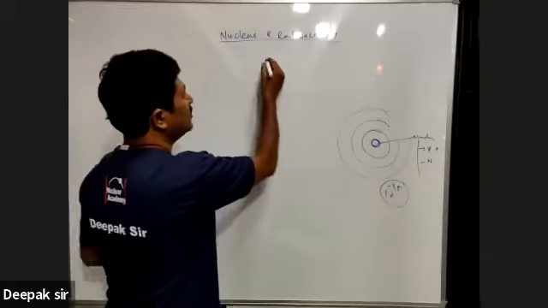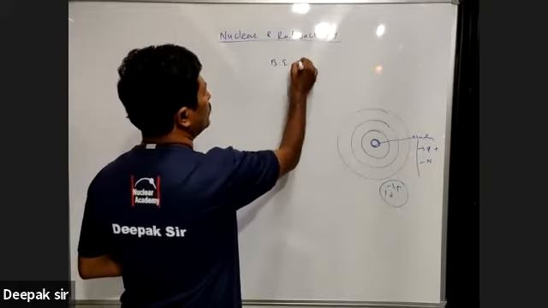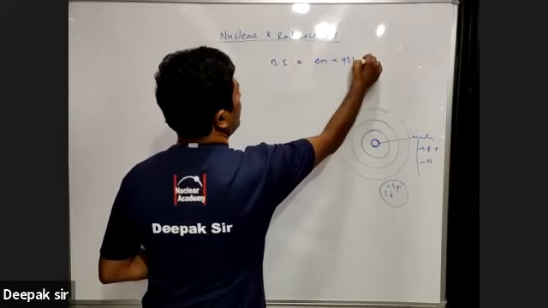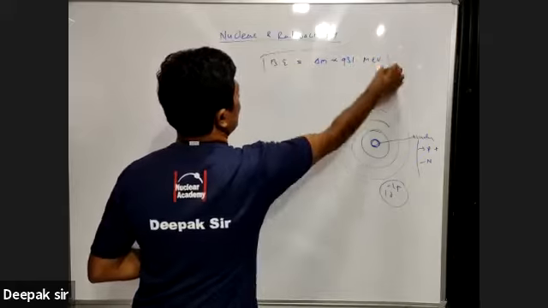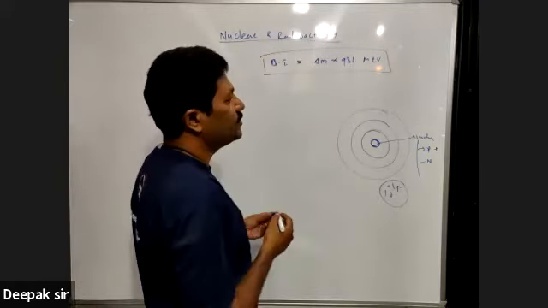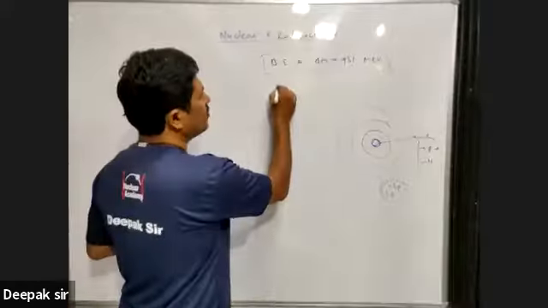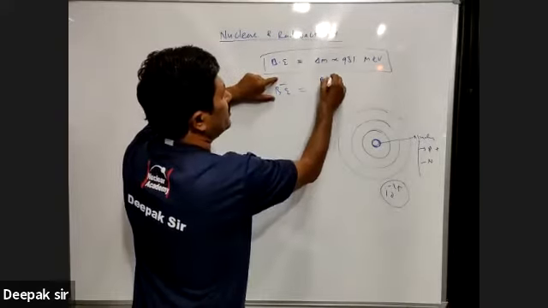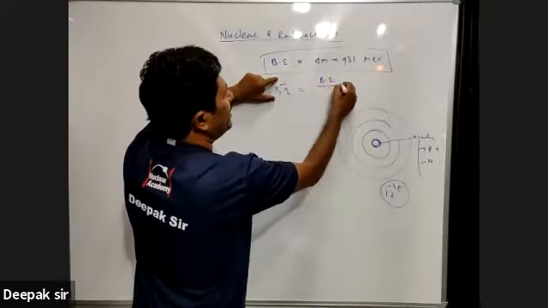One of the phenomena that supports this is the binding energy. We have seen in the last lecture that binding energy is equal to delta M into 931 MeV. This is binding energy. We have also seen binding energy per nucleon, B bar, which is binding energy divided by A, that means delta M into 931 divided by A. This is what we call binding energy per nucleon.